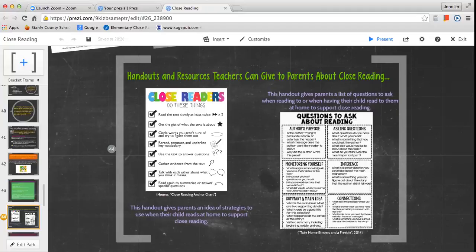The second handout on the right gives parents a list of thought-provoking questions they can ask their child when reading at home to support a deeper understanding of a text. Some questions might include, is the author trying to persuade, inform, or entertain the reader? What background knowledge do you have that readers do this? And also, what questions do you have about what you read?